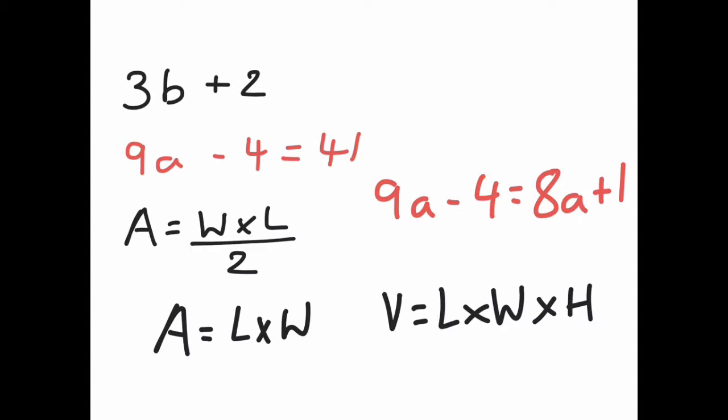A couple of other familiar formulas you might recognize is this one here. To find the area of a quadrilateral, you need to do length times width. And the formula to find the volume of an object, you have to do length times width times height, which will give you the volume. So you can see a formula is literally a set of instructions that are designed to give you a result.